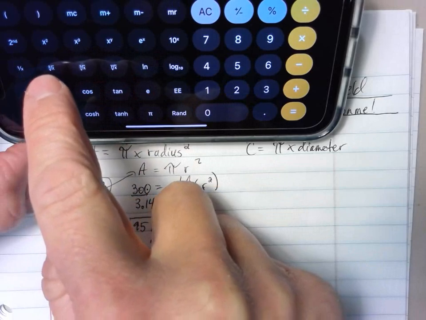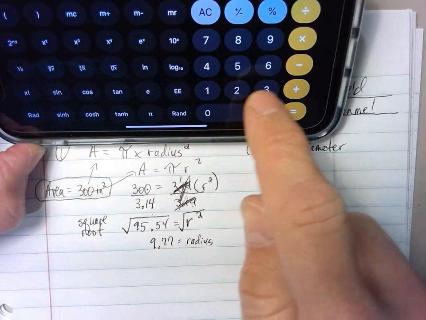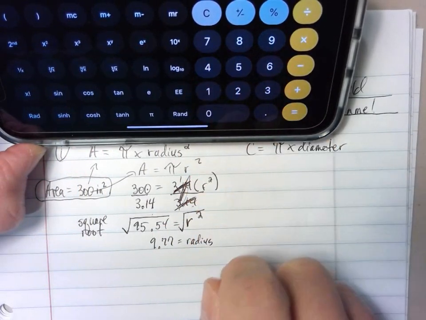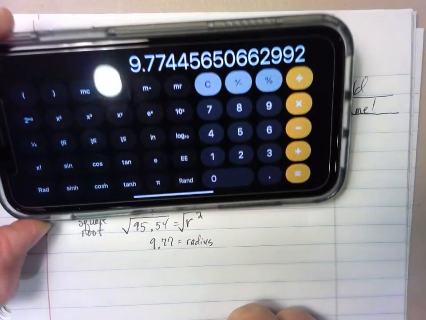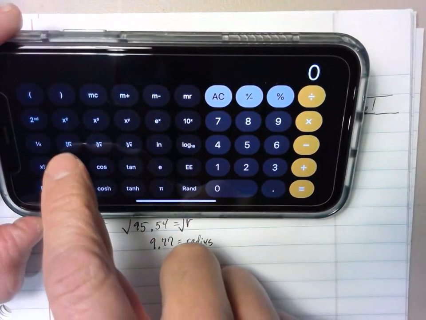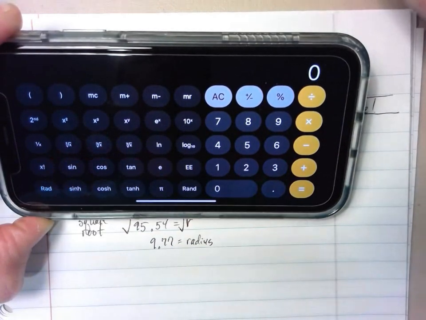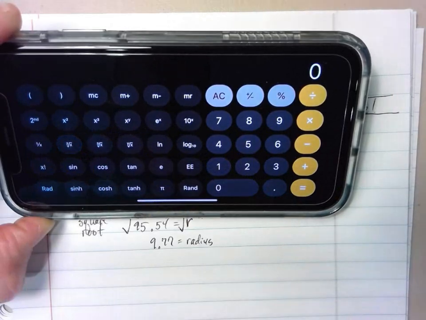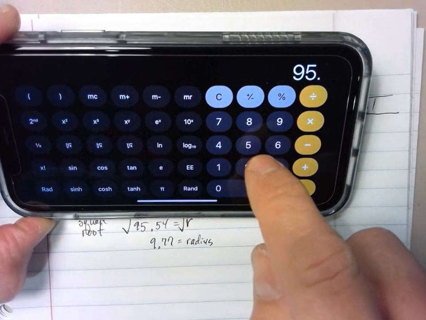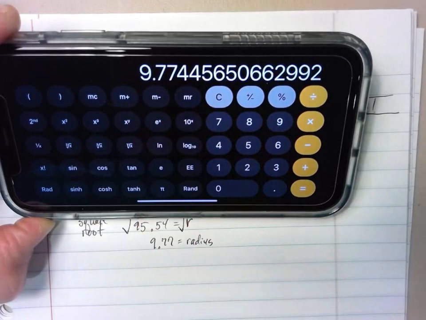I guess it would be that. So let's see, the square root of 95 and 54 hundredths. And there you go. Alright, so let me show you that one more time. So that one right there, it's got the little 2 with the square root thing. Okay, so we go to square root of 95 and 54 hundredths. And that'll give you 9.77 for your radius.